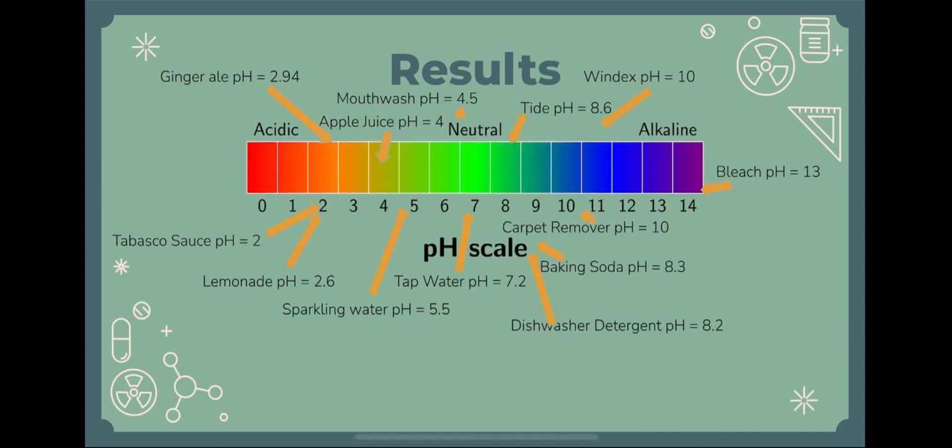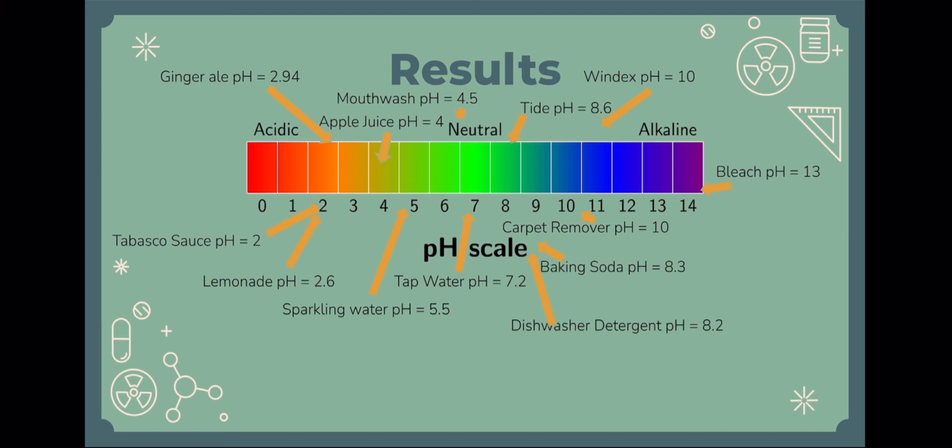Here are the results of all of the things that I tested. So for example, we can see that ginger ale came up to 2.94, which is acidic on the pH scale. Tabasco sauce came in at 2, lemonade came in at 2.6, sparkling water at 5.5, tap water at 7.2, dishwasher detergent came in at 8.2, baking soda at 8.3, carpet remover at 10, bleach at 13, Windex at 10, Tide at 8.6, mouthwash at 4.5, and lastly apple juice at 4.